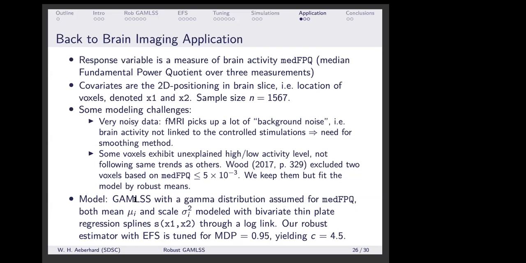The model we're using here is a gamma distribution, where we model both the mean surface and the spread. So this second parameter we're also modeling, the scale parameter, is a multiplicative coefficient for the variance. Under this parameterization of the gamma distribution, the expectation is mu i, and the variance is sigma squared times mu i squared. It's a quadratic function in the variance.